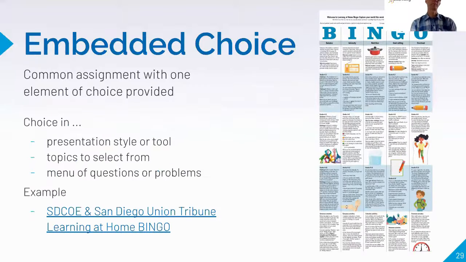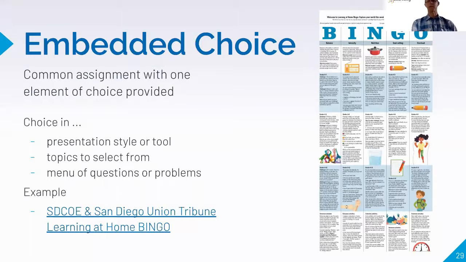So the first one is embedded choice. We've all done this, and we've all probably experienced this at some point. It's a common assignment with one element of choice. And that choice could be in presentation style, or maybe it's a web tool that I'm using. It could be the topics that I have to select from. Here's a list of topics, choose one. Or it could be a menu of questions or problems that I'm selecting from.